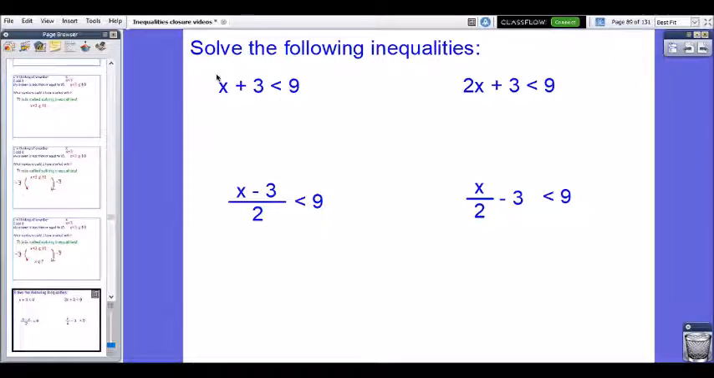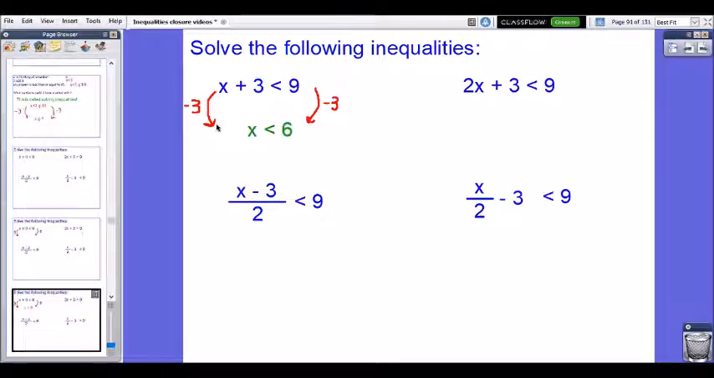Okay, so in this question, x plus 3 is less than 9. Solve means just find x on its own. So, how do I get from x plus 3 to just x on its own? Well, I need that plus 3 to go away. How do I make a plus 3 go away? Well, if I take away 3, that will make that positive 3 turn into a 0, right? So that would tell me that x is less than 6, and this is my answer.